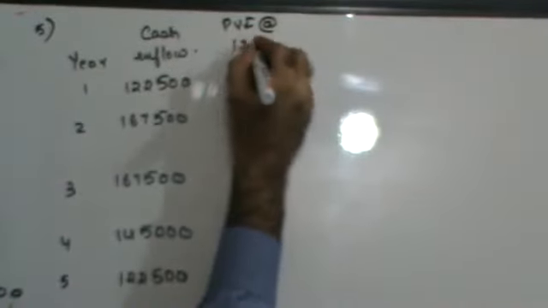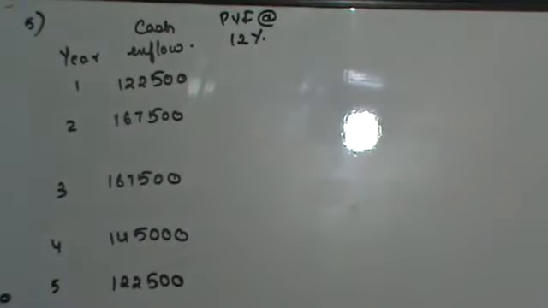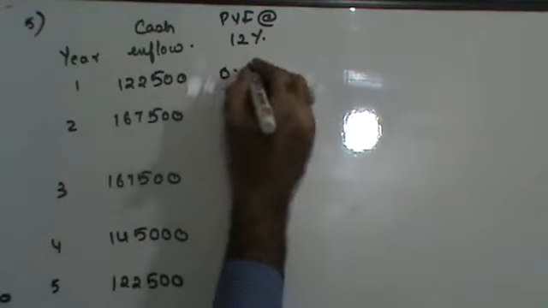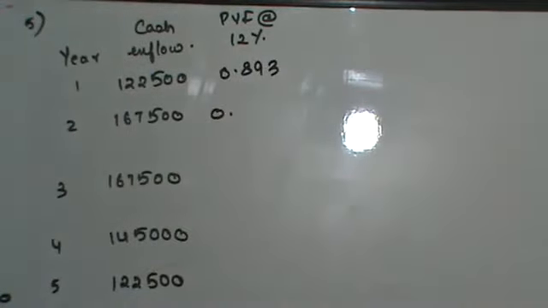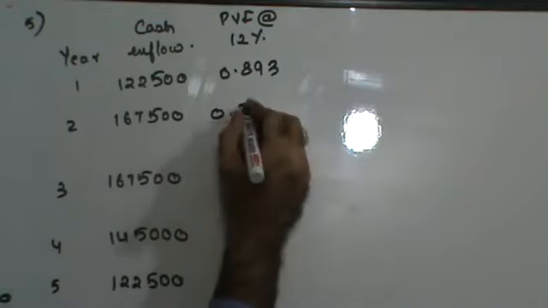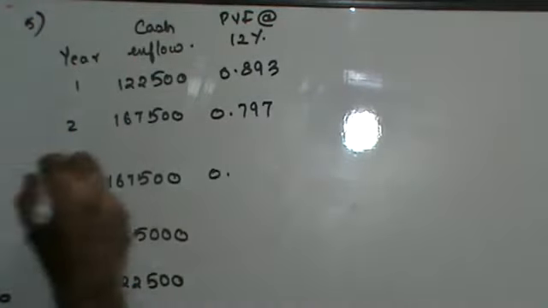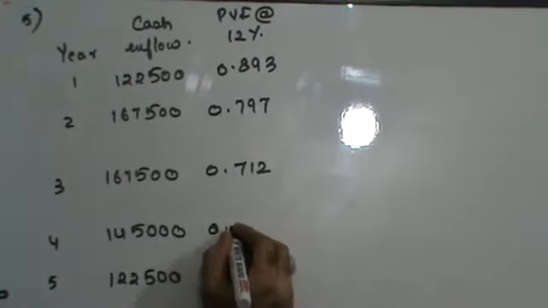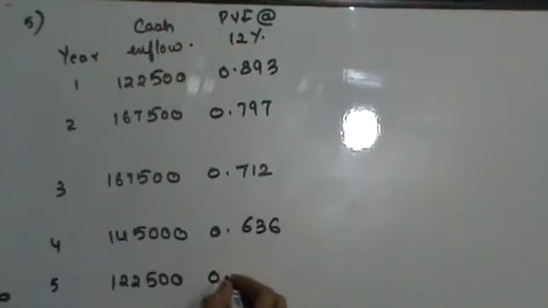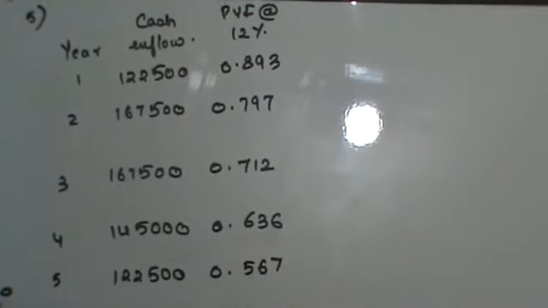So find out present value factor at the rate of 12%. How will you find that out? You will find that out from your table A. In table A, look at 12%, you will get this as 0.893, 0.797, 0.712, 0.636 and 0.567. These are your present value factors at the rate of 12%.